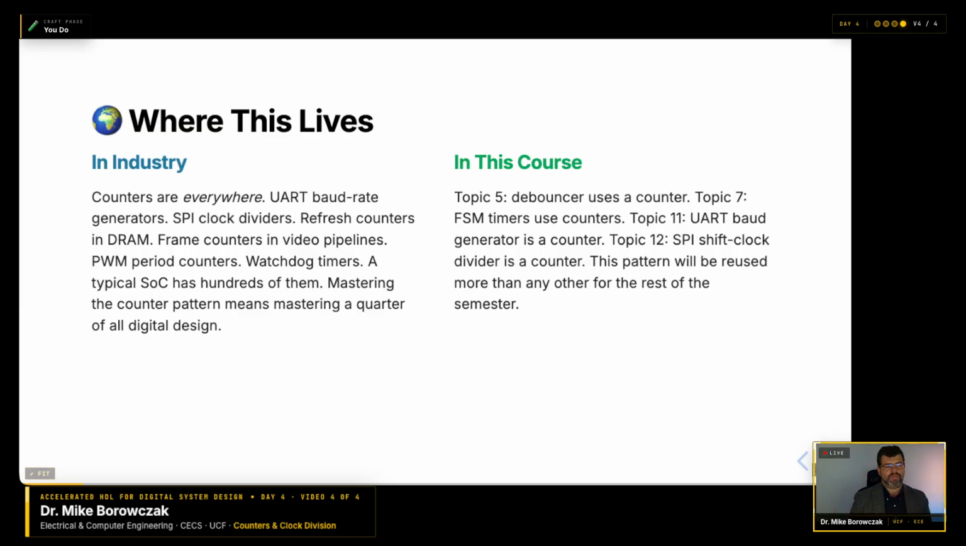We'll see this more, actually, coming very soon. We'll look at the debouncer in a topic coming up. We'll look at finite state machine timers. We'll also look again at the UART baud rate generator. A handful of things. So we'll see it in this course as well, but right now, the introduction.